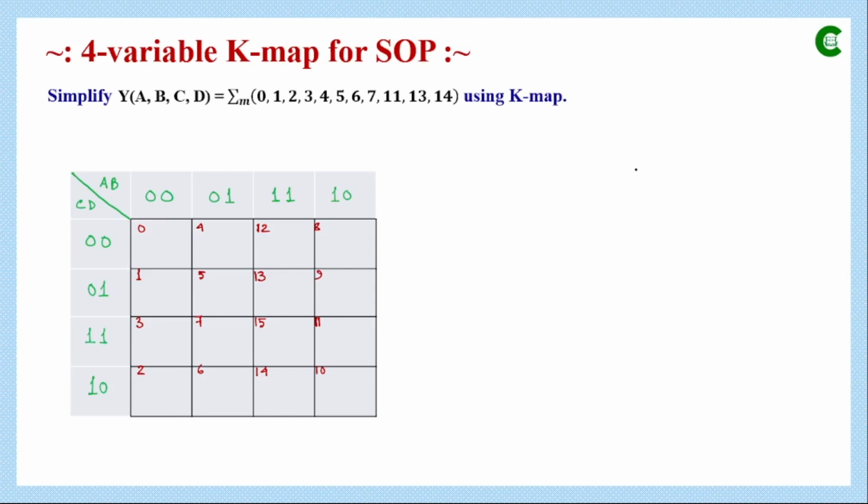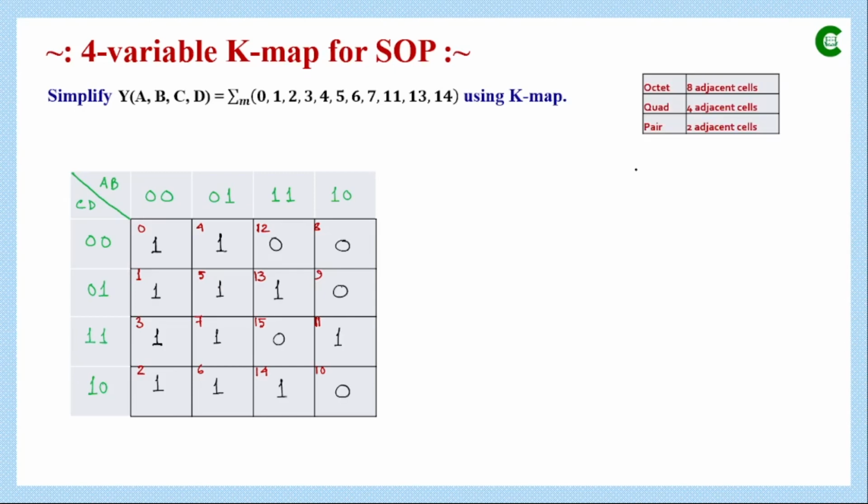So directly from that given Boolean expression we can fill the cells. As they are minterms, the corresponding cells will be filled by ones and the remaining cells will be filled by zeros. Now we will simplify this Boolean expression by using the concept of K map, and before that, as we know, we need to group those cells, and first we will search for octet, and if it is not possible, then we will go for quad and then we will go for pair.